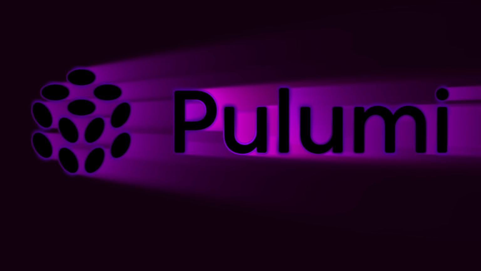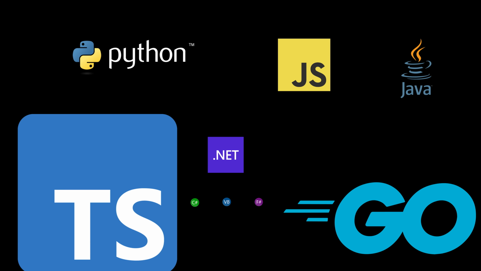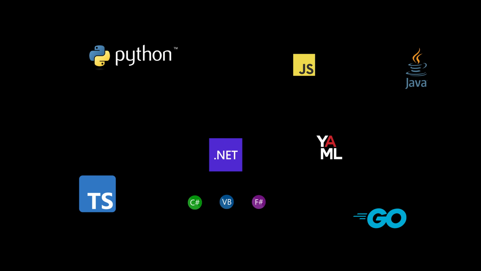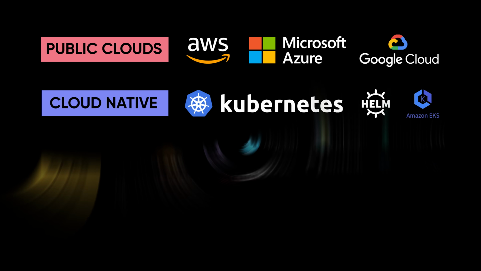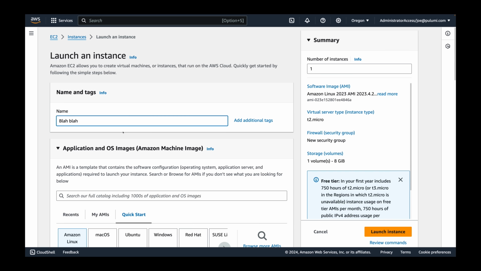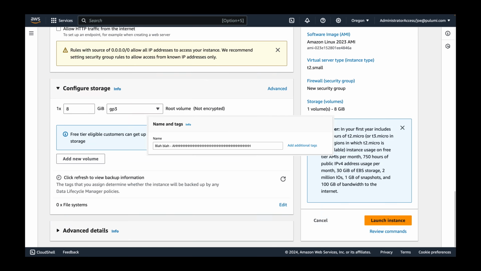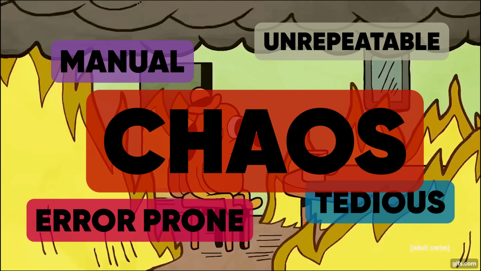Pulumi, an open source infrastructure as code tool that brings together the best of declarative infrastructure as code with our favorite programming languages. It supports many clouds, including public clouds, cloud native infrastructure, SaaS vendors, and even private and hybrid clouds. Using code avoids needing to point and click in your cloud UI to spin up infrastructure, which is manual, tedious, error-prone, unrepeatable, and just pure chaos.